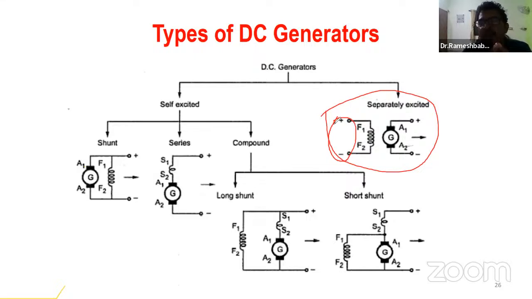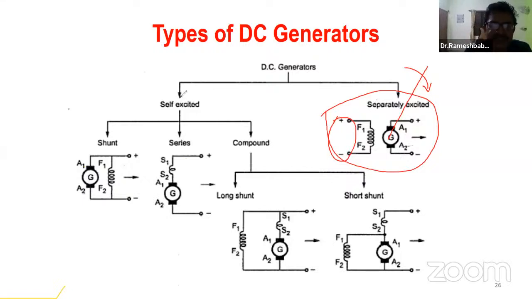That means other than the mechanical energy input, which is given to your armature, there is a DC supply which is given separately to the field winding. So it is called separately excited DC generator. So you understand and study, don't mug up.